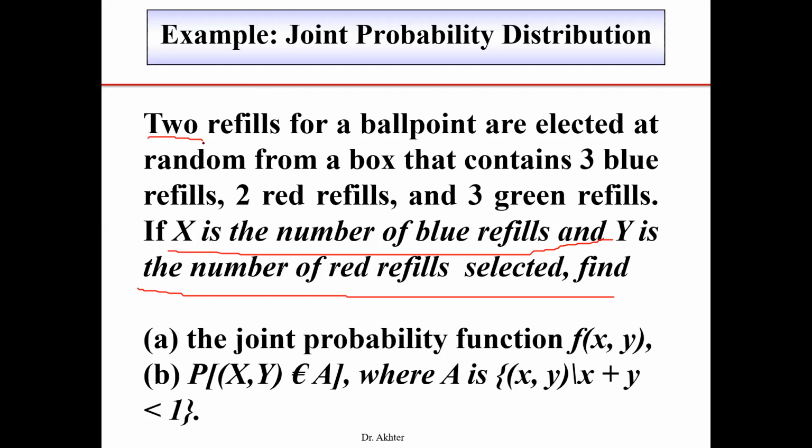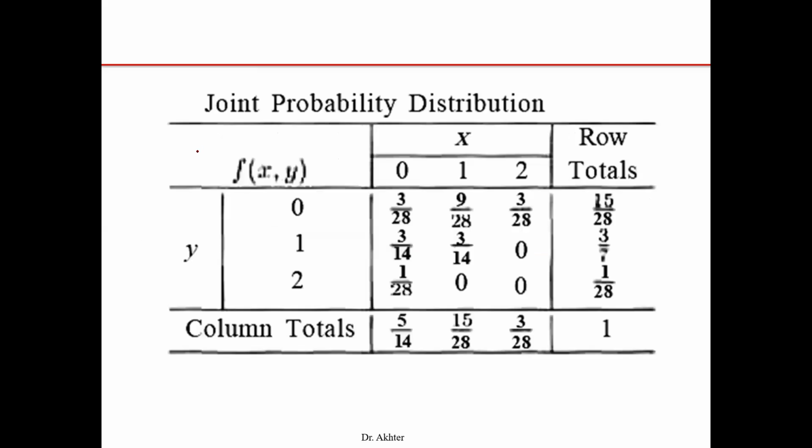And what about the values of y? Y represents the red refills, and in total there are 2 red refills. So 0, 1, 2 are the values of y as well. So values of x are 0, 1, 2, and values of y are also 0, 1, 2. Then you can find the probabilities. How can probabilities be determined?